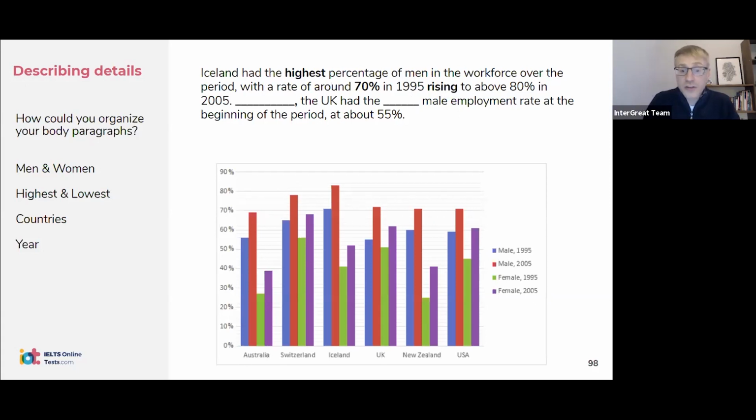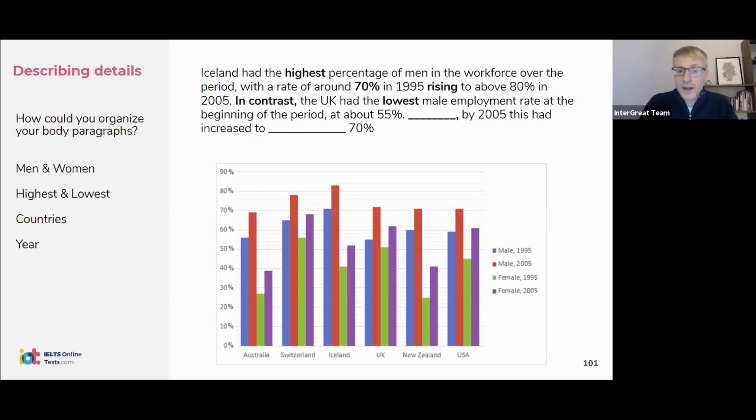We can say in contrast, meanwhile is good. In contrast here at the beginning of the sentence fits, okay? To contrast. In the UK, in contrast, the UK had the, what? We've got the highest, so the opposite from this is going to be the lowest male employment rate at the beginning of the period at around 55%. Okay.